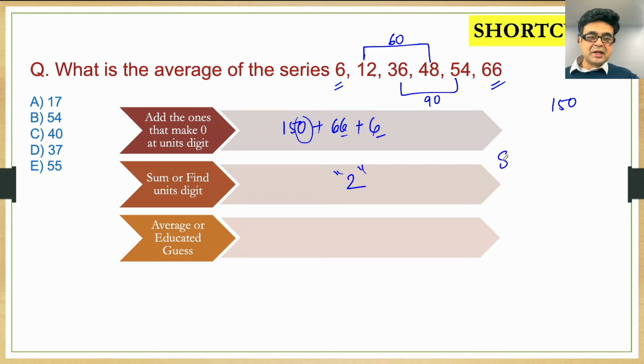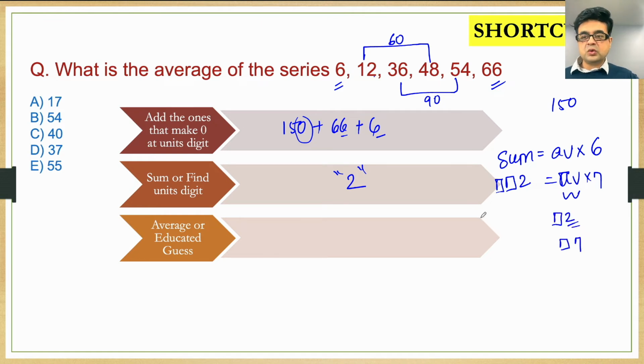And as I said, sum is equal to average multiplied by the number of elements, 6. So if my sum has a units digit of 2, we don't know what the first 2 digits are, then the average has to have a units digit of either 2 or 7. 2 is definitely not present in the choices, so this is not possible. We have two quantities here, 17 and 37, both of which have a units digit of 7.